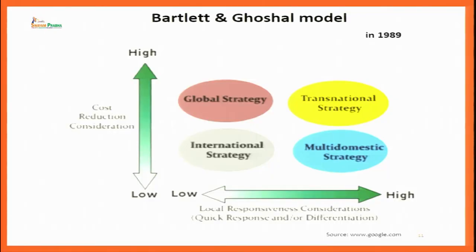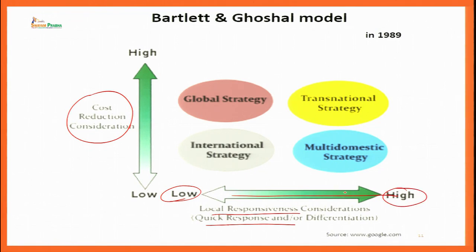So now let's look at the model given by Bartlett and Ghoshal for making a company understand how a company can deal with these two pressures of local responsiveness and the pressure of cost reduction. So on the x-axis we have local responsiveness consideration, that means a quick response to the customer, where you start differentiating your product or altering your product, ranging from low to high. Here, the cost reduction pressure is very low. That means there is no pressure upon the company to reduce the cost. Whereas when you move upside on the y-axis, the cost reduction pressure becomes very high for the company.